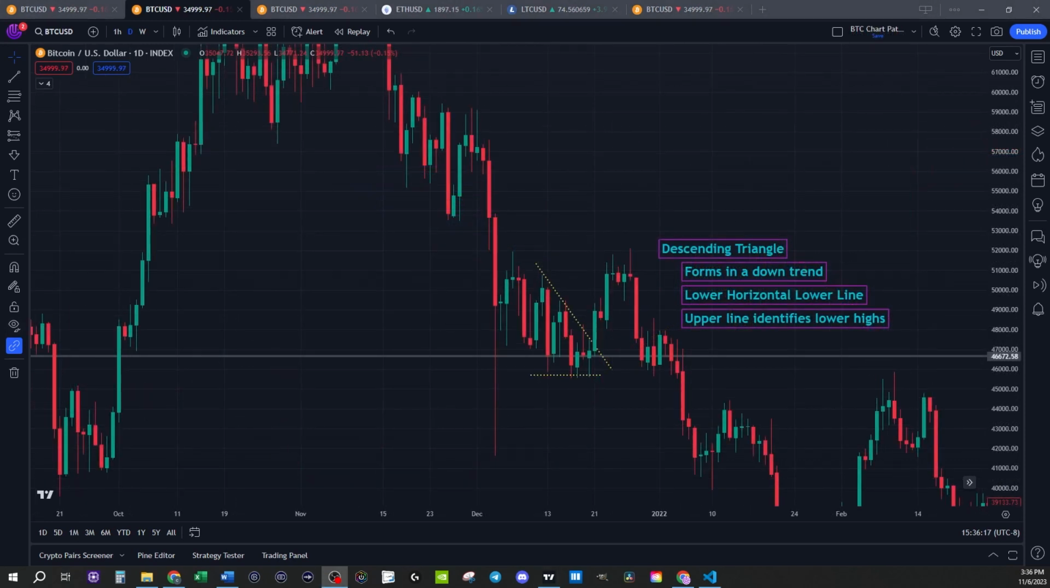Next, descending triangles. They form when price is descending. It's characterized by a horizontal lower trend line with a descending resistance line. Price is expected to continue to go down because the upper line shows a series of lower highs. Now, as you can probably guess, these 2 types of triangle patterns can hold more value if they're forming with a major area of support or resistance, especially at the weekly time frames.